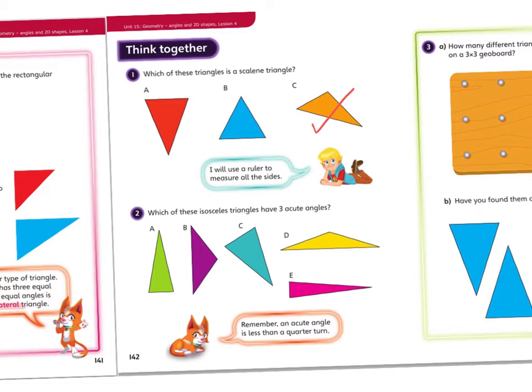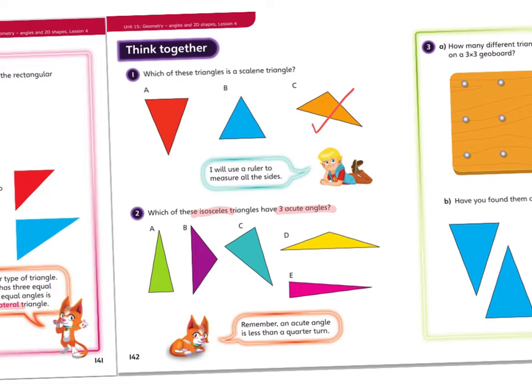Question 2. Which of these isosceles triangles have 3 acute angles? Now, we need to know what acute angles here are, and we also need to remember what isosceles triangles are. So there's isosceles, and here's acute angles. So first of all, isosceles triangles, if we remember from before, they are triangles where two of the sides are the same length and two of the angles are the same size.